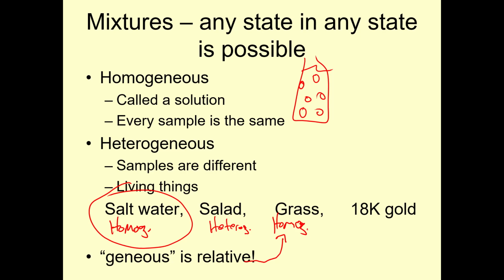That's crazy. So it's homogeneous at that level, but when you look at it under a microscope, it's heterogeneous. Each grass cell has a cell wall and a nucleus, so it's got different parts. 18 karat gold is an alloy and all alloys are homogeneous. 18 karat gold is gold and zinc, so it is a mixture, and every sample is the same.